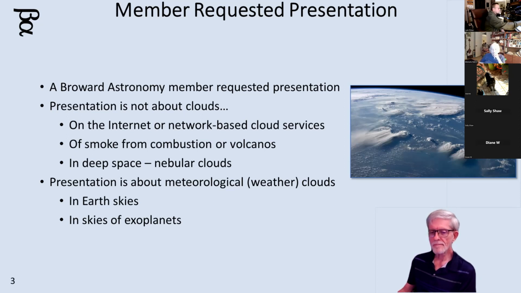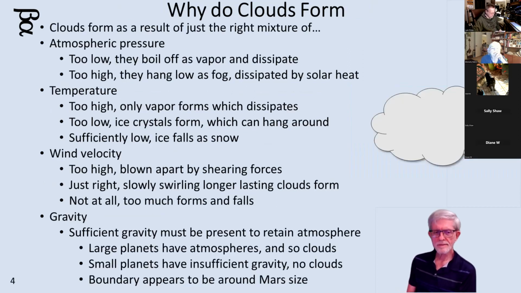This is an interesting picture taken from the ISS, and you can see all the various cloud types in a single picture. You can also see over here some high altitude winds that are shearing off the tops of these stratocumulus clouds. So why do we get clouds?